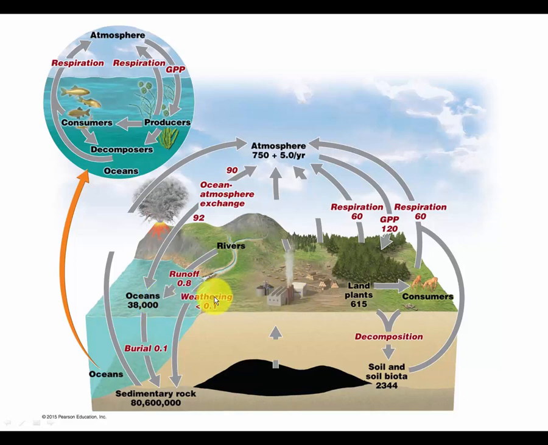Rocks get worn down, and that releases a little bit of carbon into the ocean, but it's a very small amount. And finally, volcanoes sometimes shoot some of this carbon that's been locked up in rock back into the atmosphere. But again, these are very mild fluxes. These are very small. The ones that you really need to know about are things like diffusion, respiration, photosynthesis. Oh wait, there's one more.